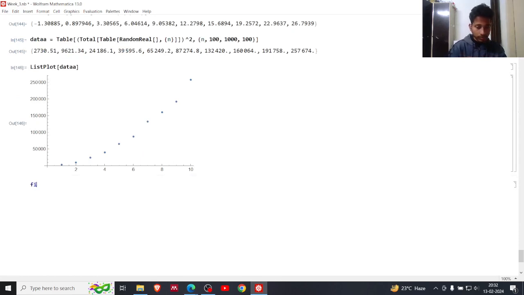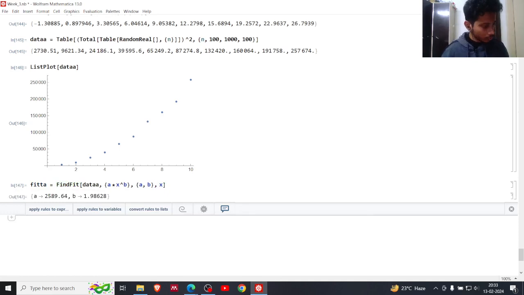Now again we will fit, FindFit, a star x to the power b. So this is the value for a and b.